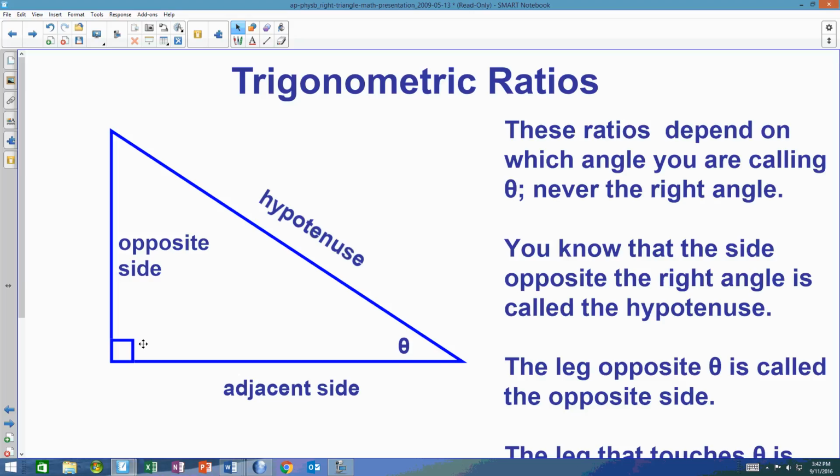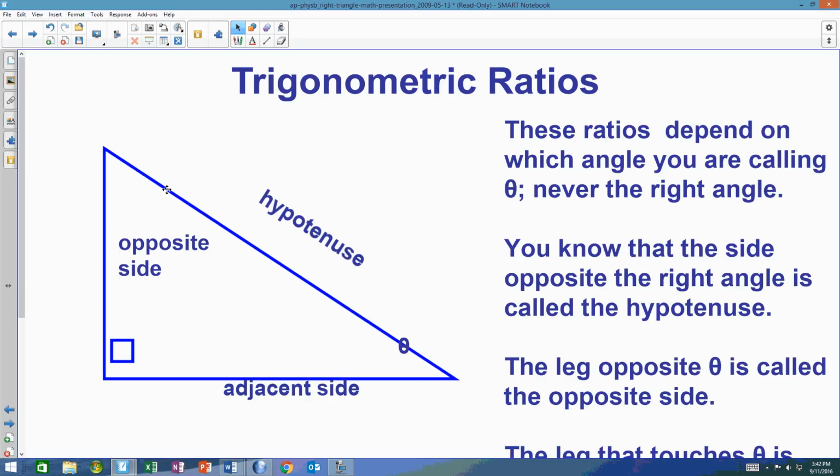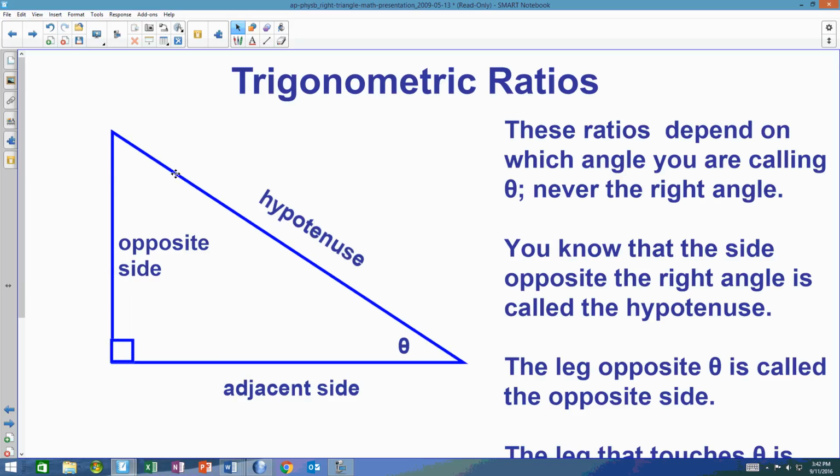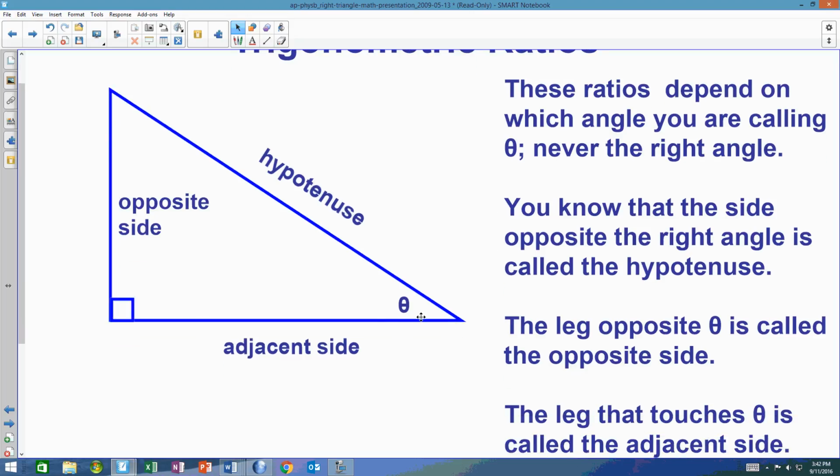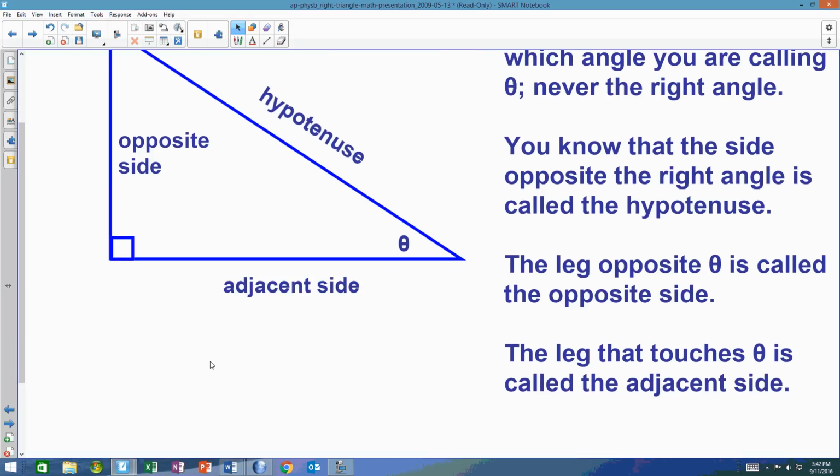You know that the side opposite to the right angle is called the hypotenuse. So this is the right angle. The opposite side of that is called the hypotenuse, which is right here. The leg that is next to the angle theta is called the adjacent side, and the side that's opposite to that is just called the opposite side.